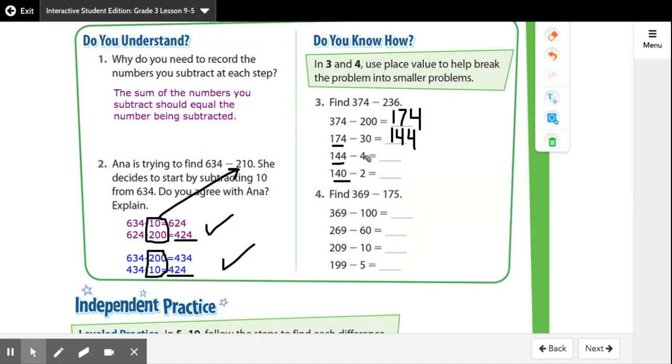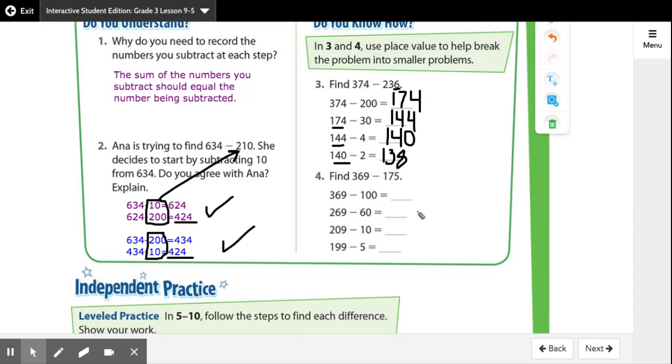144 minus 4. Now, why do you think they broke up the ones place, the 6, into a 4 and a 2? Well, I could do 144 minus 6, but then I have to regroup backwards in my head. Whereas if I subtract 4, I'm making it a compatible number, making it easier for me to subtract. So I'm going to subtract that 4 first, and I'm going to get 140. And then I'll subtract that 2, and I can count back easily from 140 2 times to get to 138.